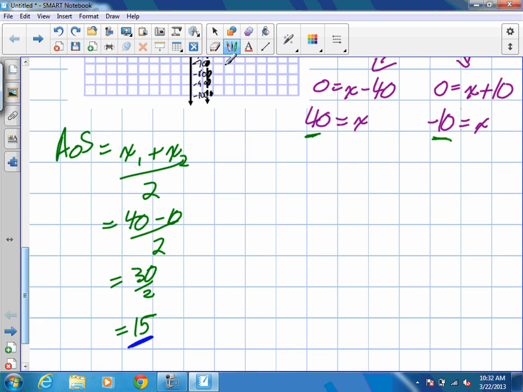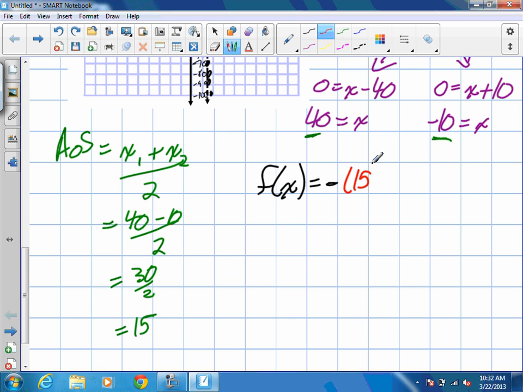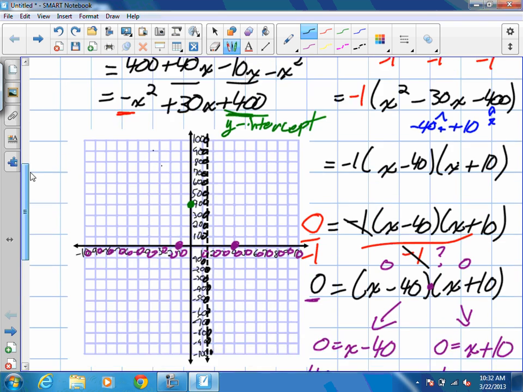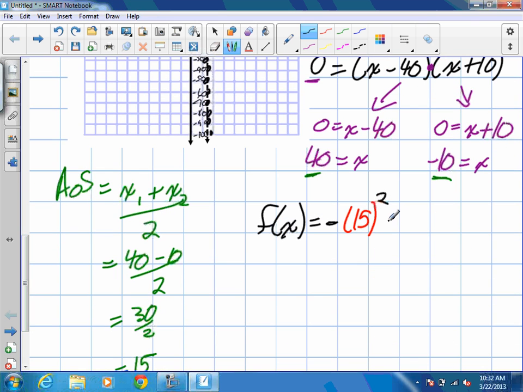Is that the one with distributing? f(x) is equal to negative. We're going to replace the x value with 15. Just look back at the top again and remember the equation. It was negative x squared plus 30x, where x is 15, and then plus 400. We'll need a calculator for this one probably. 225. Negative 225.